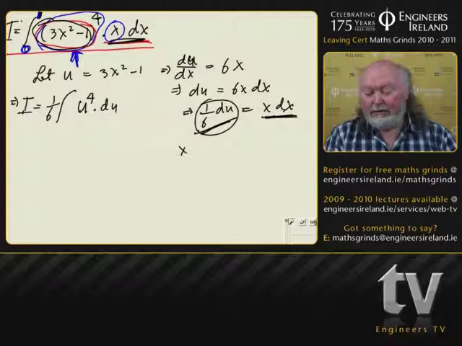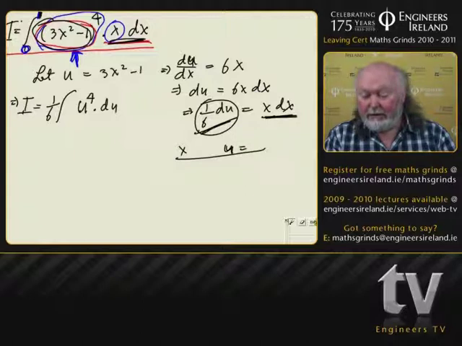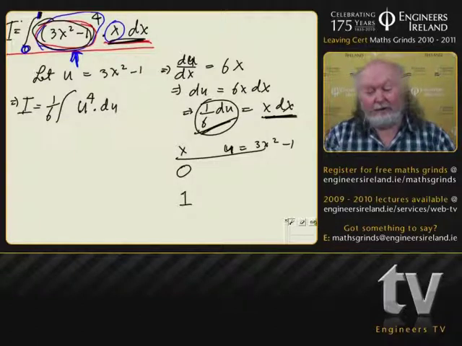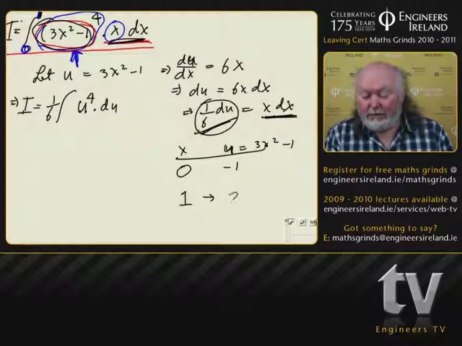So what you do is you just set up a little table for yourself, x and u, and we know u is equal to 3x squared minus 1. Check the lower limit: when x is 0, what will u be? And when x is 1, which is the upper limit. When x is 0, u is minus 1. When x is 1, you get 1 squared, which is 1, and 3 minus 1 is 2.